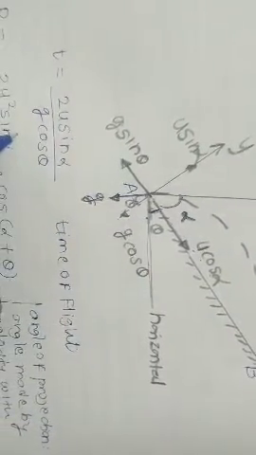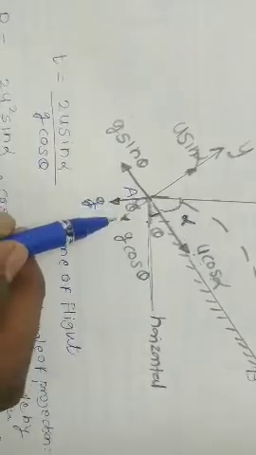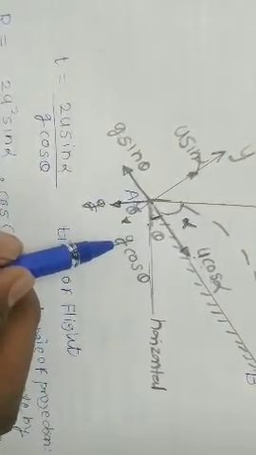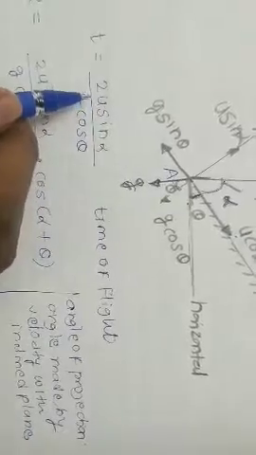After resolving the forces, we can change the orientation of the plane for convenience. Here acceleration ax is equal to minus g sin theta and ay is equal to minus g cos theta. So both motions are motion under gravity. Now we'll see the time of flight.